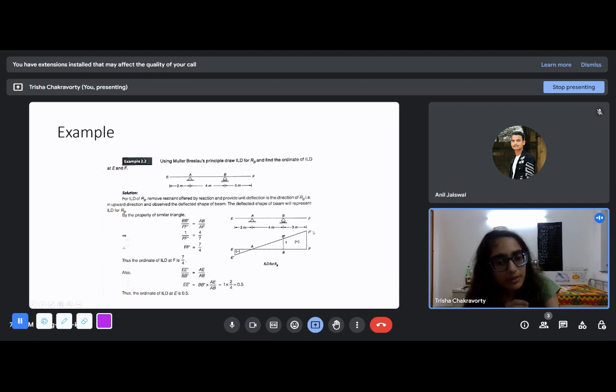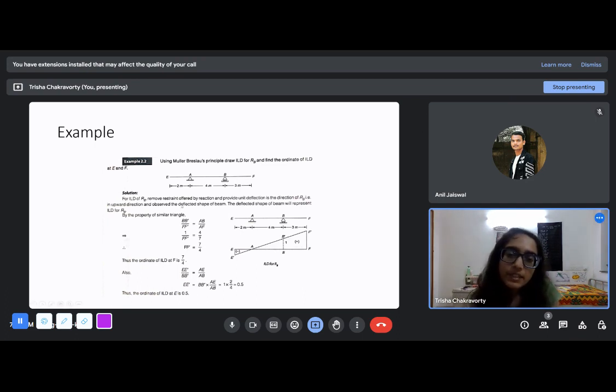Like at BB dash, if it's 1, at FF dash, it will be 7 by 4. At EE dash, it will be 0.5 because this is 2 and this is 4. Like, you know that EE dash by BB dash is this length by this length. So this is how we can find out the ordinates, because once you know the nature is linear and you know the value at one point, you can find out the values at other points. It is not mandatory to use the Muller Breslau principles. If it seems confusing, you can just go at it using the first principles.